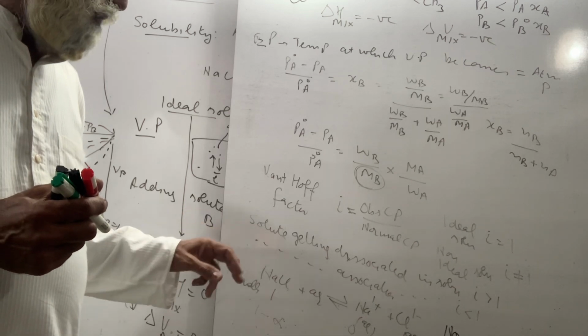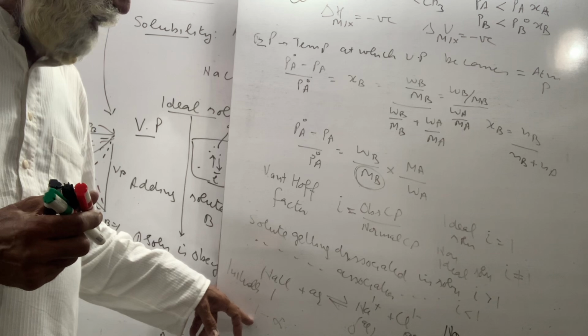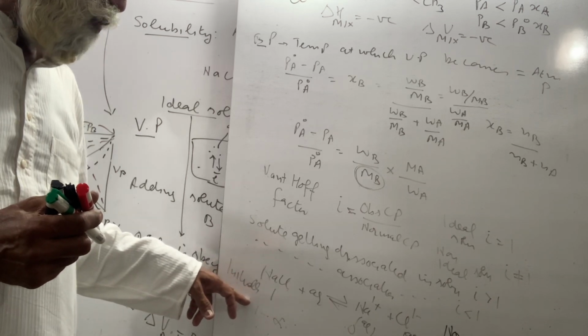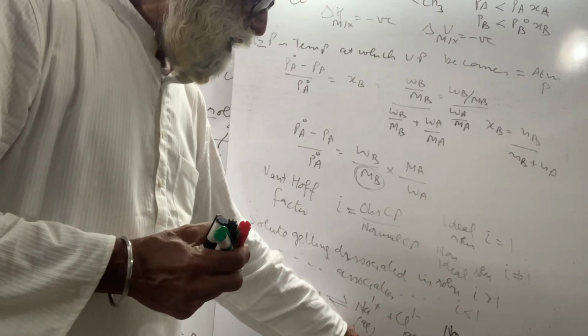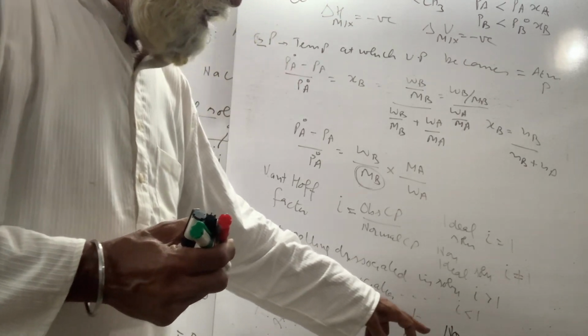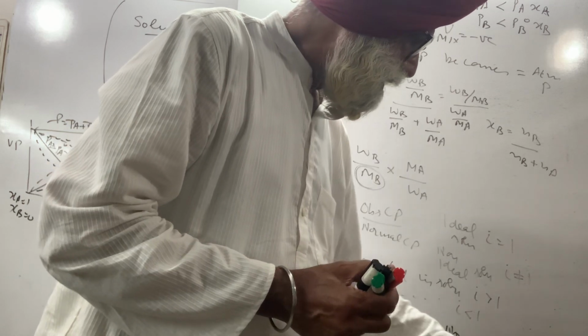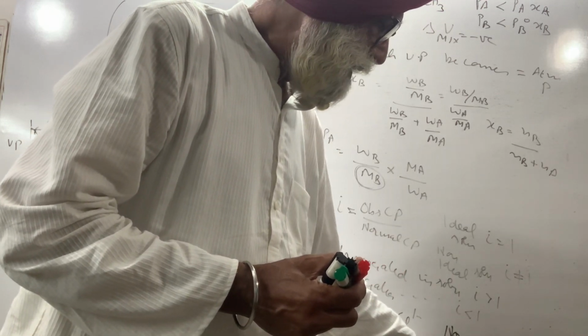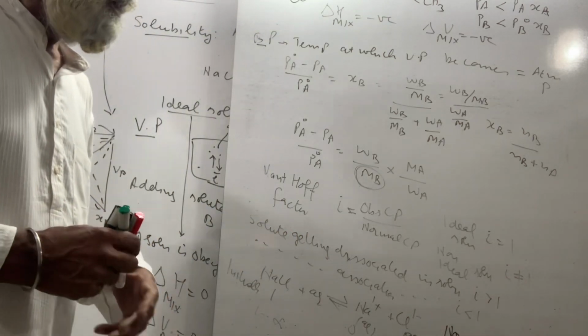So naturally, if you have concentration 1, it is 1 minus alpha. If it is C, it will be C into 1 minus alpha, C alpha, C alpha. So it will be C into 1 minus alpha, C alpha and C alpha. C is common, so C and C cancel, and we are again left with 1 plus alpha.